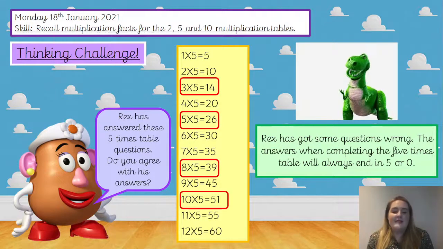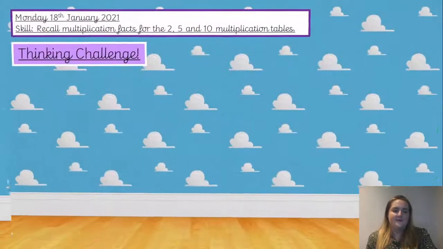Then we've got 8 times 5. Okay, getting slightly trickier now then. 8 times 5, he's put 39. What's the right answer? Well done, 40. 8 times 5 is 40. Last one then, 10 times 5. He's put 51. That doesn't end in a 5 or a 0. What should it be? Well done, 50. 10 times 5 is 50. Super, counting in 5s year 2.